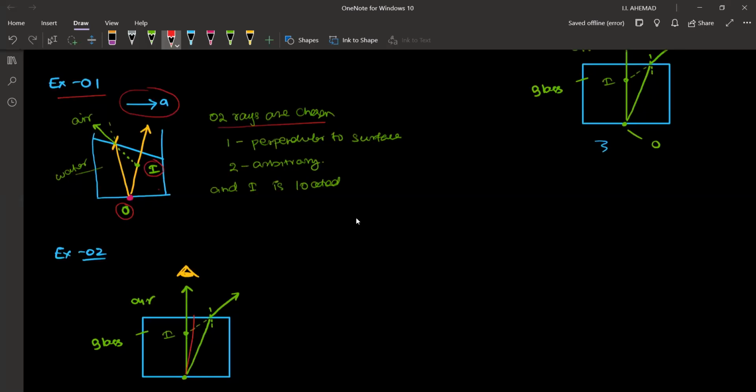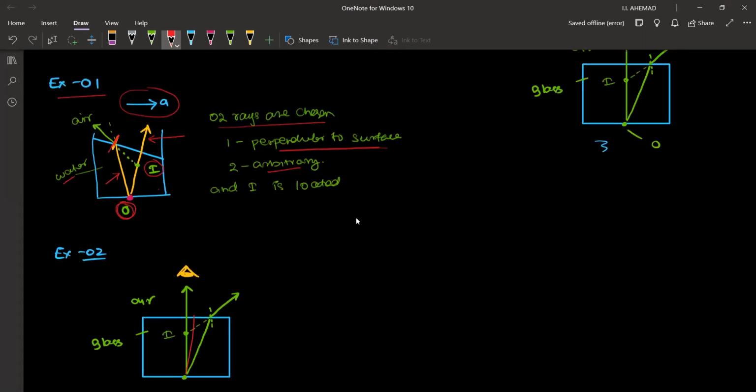The first ray we choose is the ray that will be perpendicular to the surface. The reason is it won't deviate. So look, this is the ray I drew perpendicular to the surface from the object. And the second one is an arbitrary one. You will just choose a random. So here I have chosen this, and this is the normal to the surface.